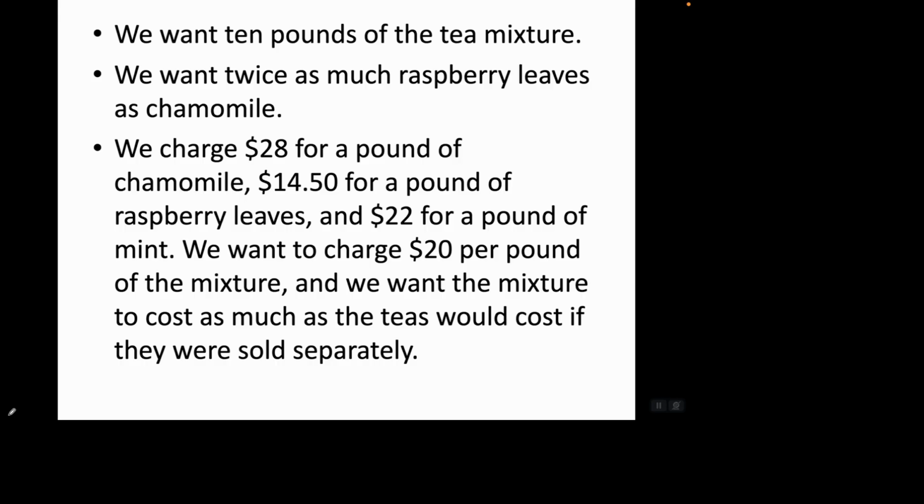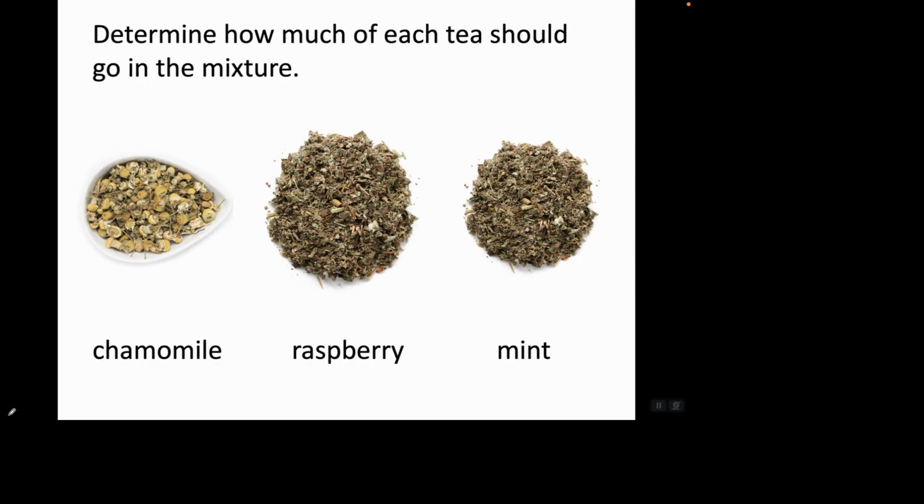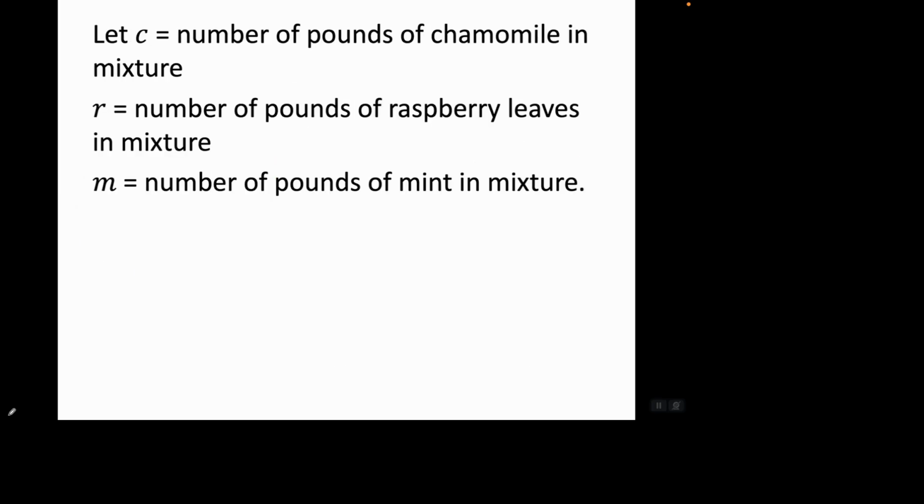We want twice as much raspberry leaves as chamomile. We charge $28 for a pound of chamomile, $14.50 for a pound of raspberry leaves, and $22 for a pound of mint. We want to charge $20 per pound of the mixture, and we want the mixture to cost as much as the teas would cost if they were sold separately. Determine how much of each tea should go in the mixture: chamomile, raspberry, and mint.